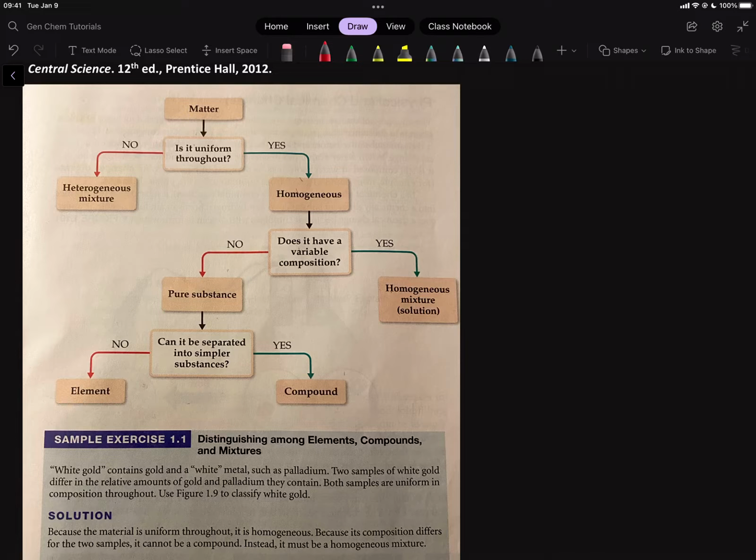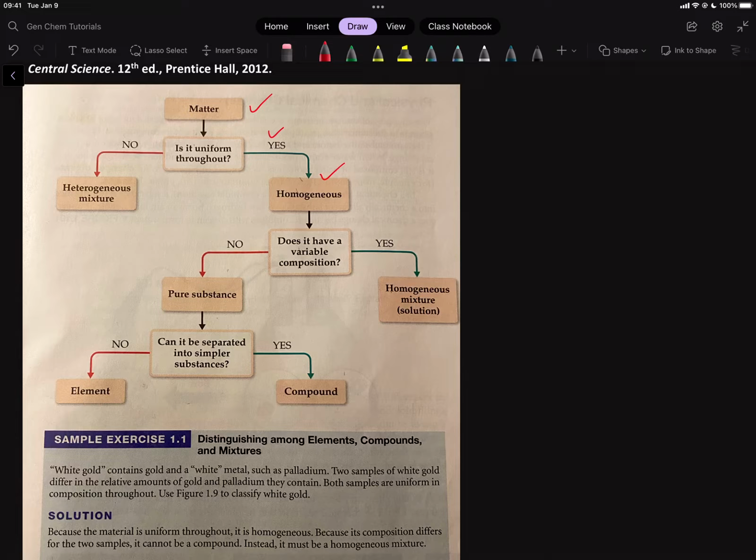So we're told white gold. Obviously we start off, it has to be matter. It contains gold and the white metal, and we're told that both samples are uniform in composition throughout, so you have two instances of white gold, so you need at least two to make the comparison, and both of them are uniform throughout, so yes, we follow this flow path, which means that the material is going to be homogeneous or homogeneous, depending on how you like to say it.